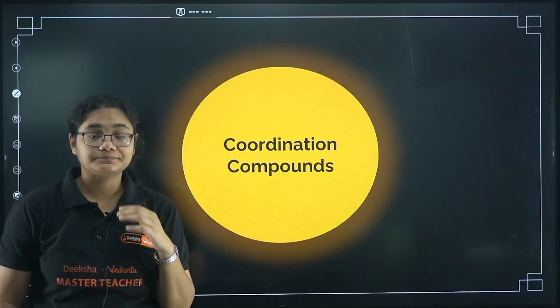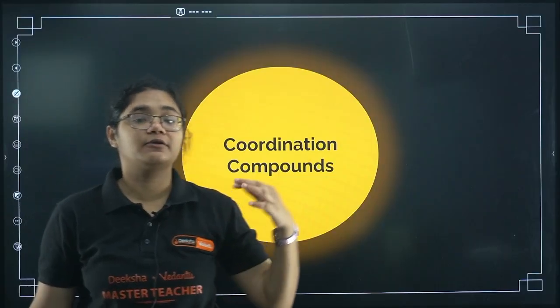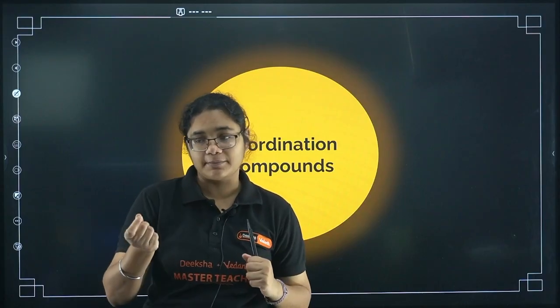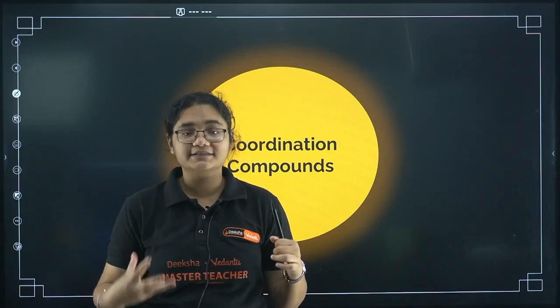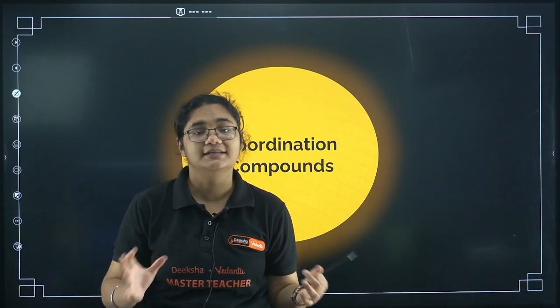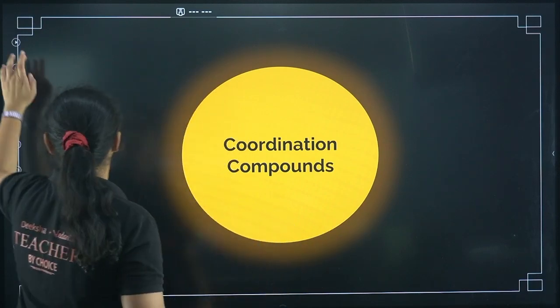So now I'll go to one of the easiest chapters of inorganic chemistry. Electrochemistry is also there, but it's a little bit tougher chapter. So when you are just revising, first revise all those things which are easy for you. Okay, so let's move to coordination compounds.